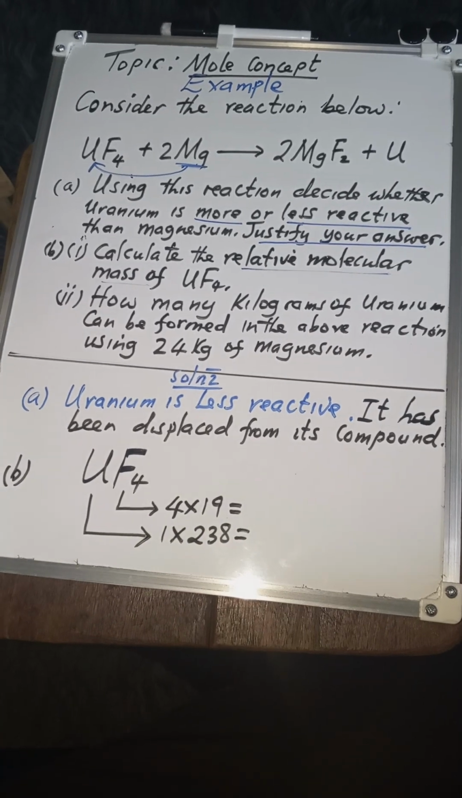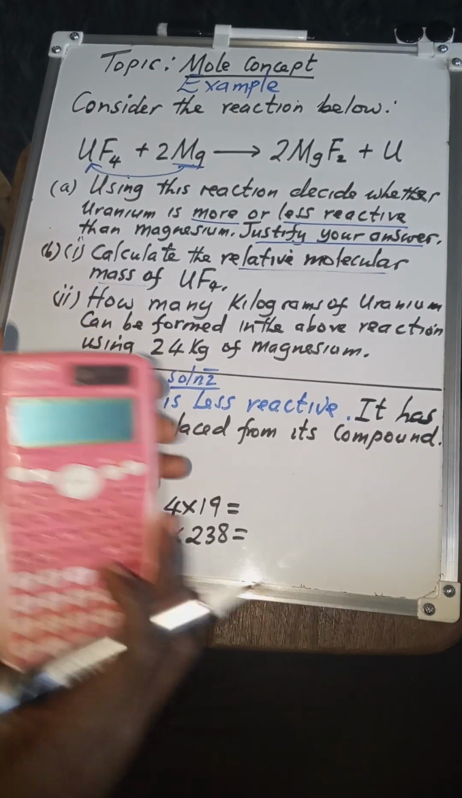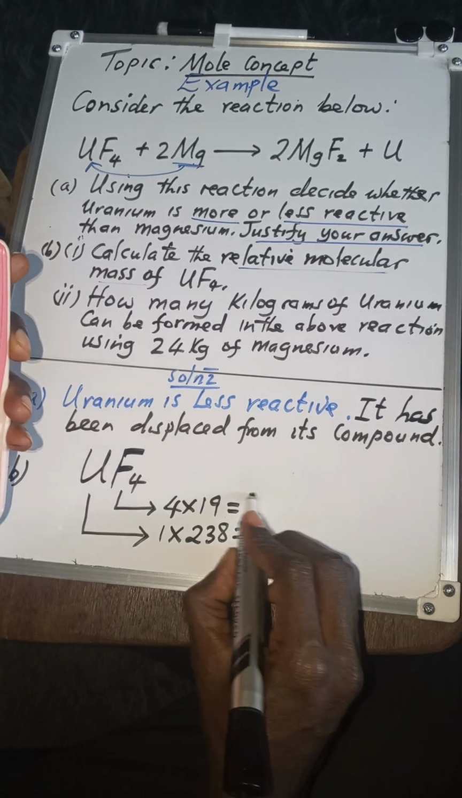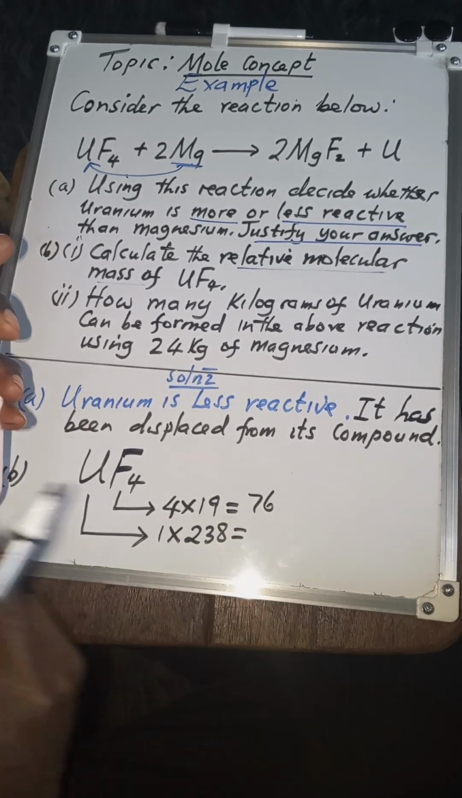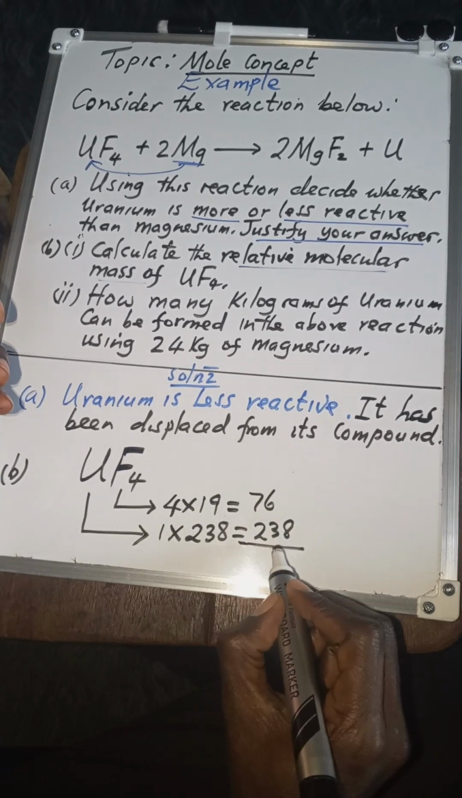So we can multiply that using the calculator. That is 4 multiplied by 19, which gives me 76. Then 1 times 238 will still give me 238. Then you add that.